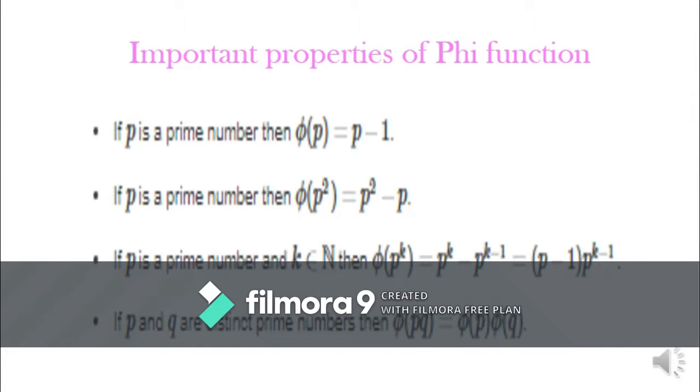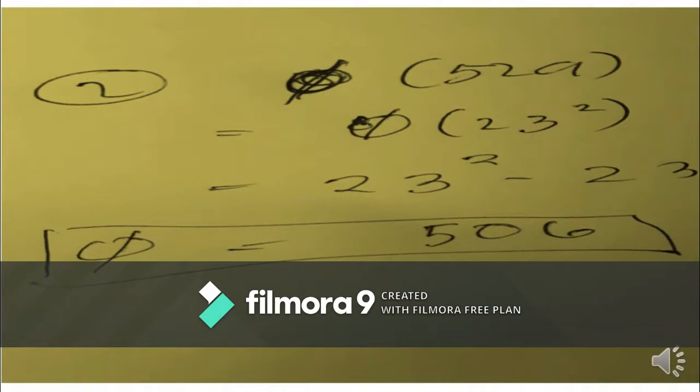Property 2 of phi function: if p is a prime number, then the totatives of p raised to 2 is equal to p raised to 2 minus p. Are you following? For example, we need to find the totatives of 529. Yes, you're right.